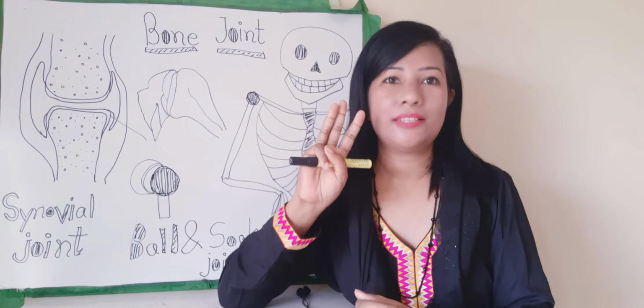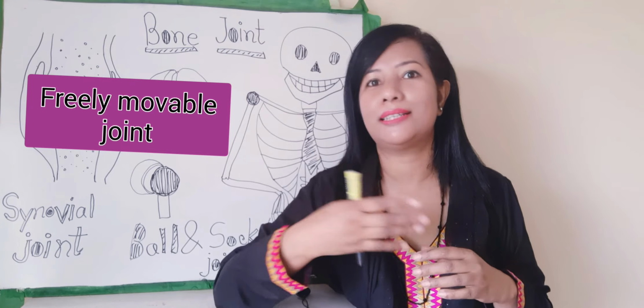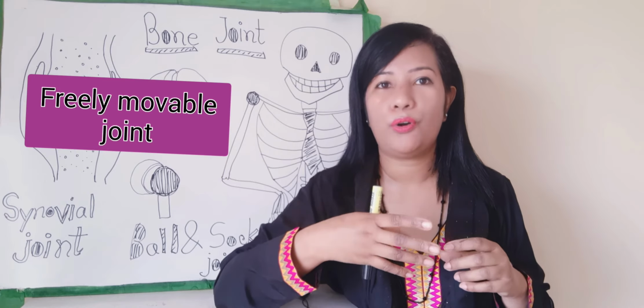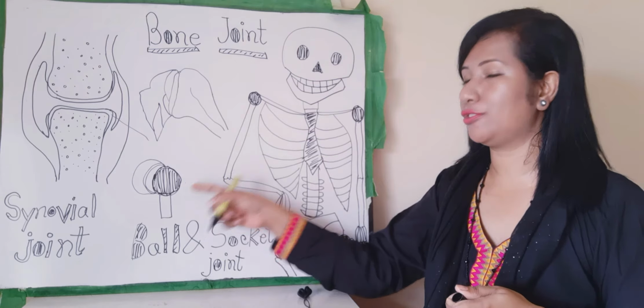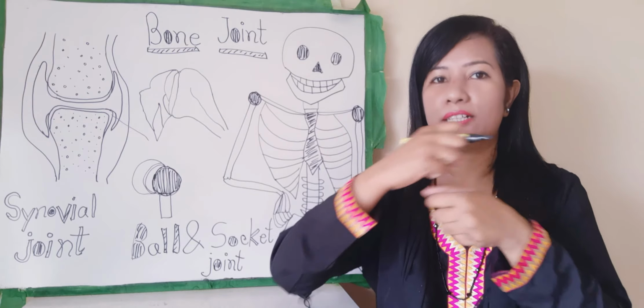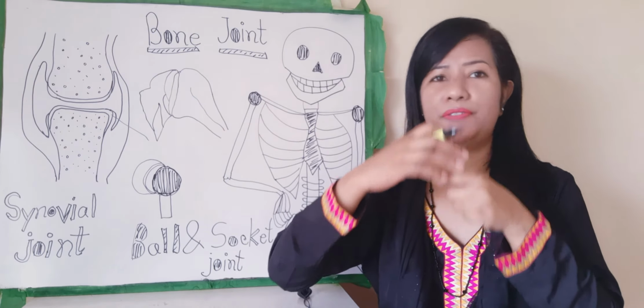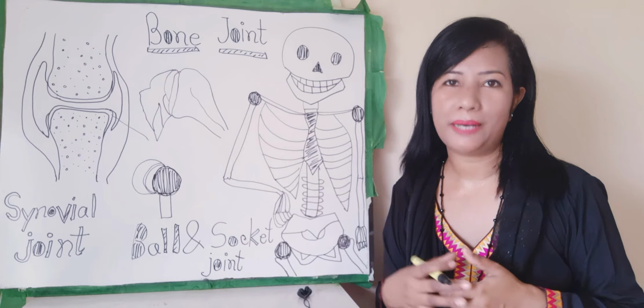Number three, that is the freely movable joint. This joint can be moved easily. First, the ball and socket joint. This is a ball and socket. It is a joint where the round head of one bone fits into a cup-shaped socket or cavity of another bone in such a way that it allows movement of the bones. For example, shoulder joints and the ball and socket joint of the thigh bone.